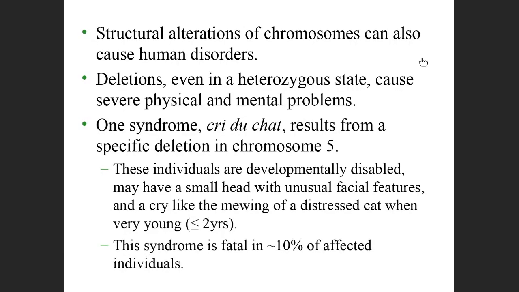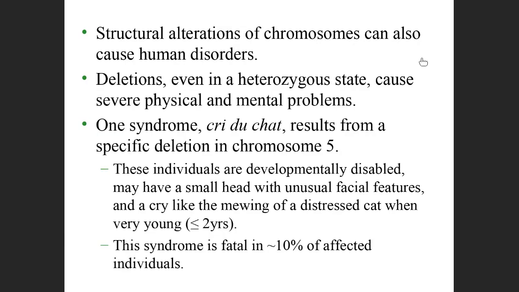A homologous pair where one's a good chromosome 5 and the other's a bad one, it still causes problems because they're missing a piece. So they're missing those alleles from that chromosome. And so these individuals are very developmentally disabled, with small heads and unusual facial features. And like I said, they cry like a cat that's meowing, especially when they're very young.